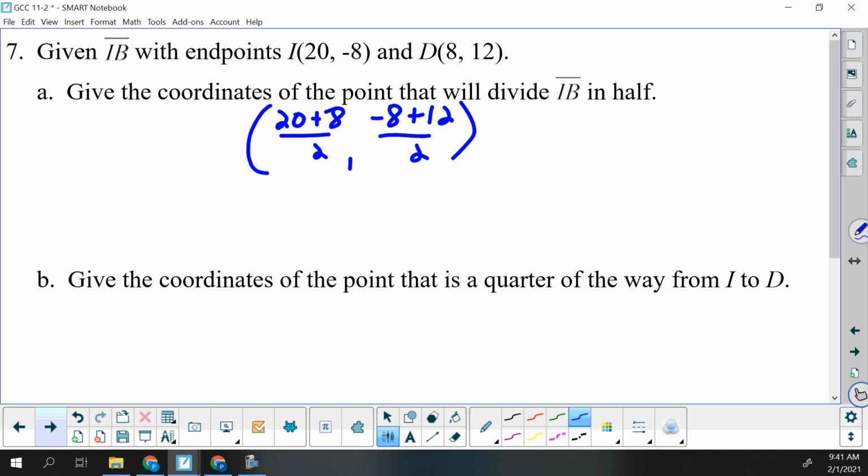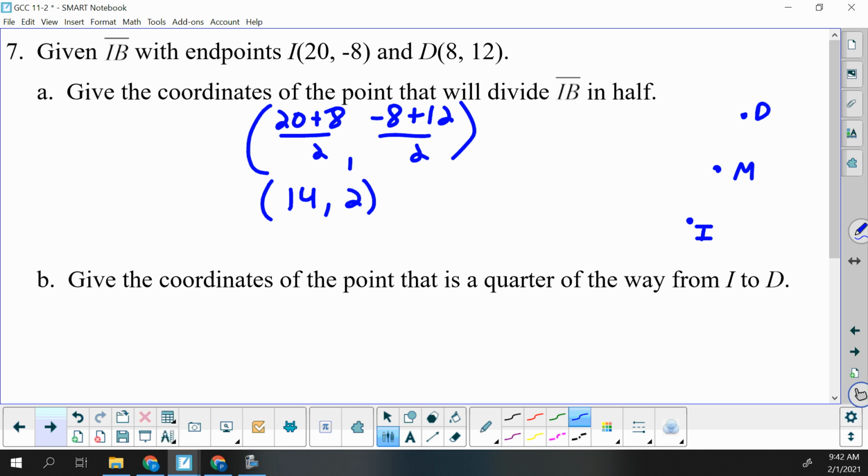Again, I'm going to talk through it without a calculator, but you could easily just punch those in your calculator if you needed to. 20 plus 8 is 28, divided by 2 is 14. Negative 8 plus 12 is 4, divided by 2 is 2. So that means our midpoint is going to be 14 comma 2. So that's kind of like what we have right now. We had I and D, the originals, and we just found M.